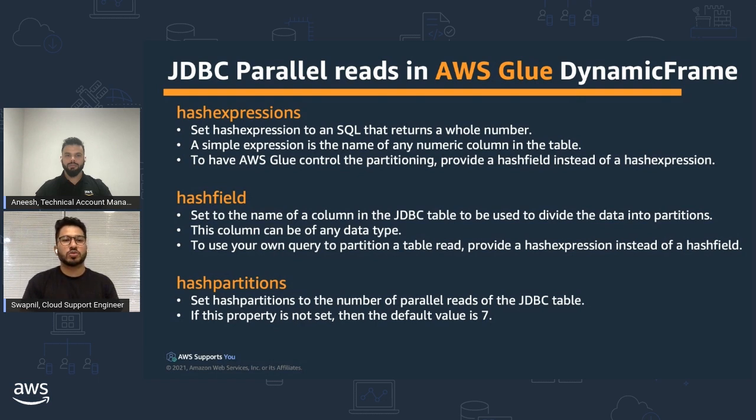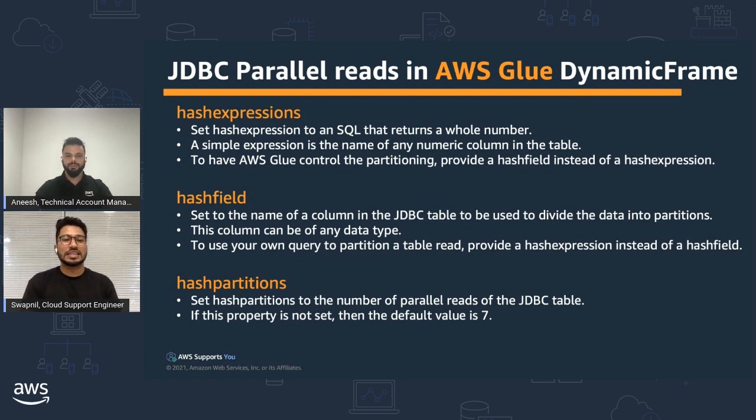So let me start explaining hash expression. For hash expression, you need to simply specify a column value in my JDBC data source. That particular column should return a whole number in my SQL-like expression. That is the only requirement for that particular column. A simple expression will be the name of any numeric column, like an ID column, which is my primary key incremental value. That is the ideal candidate to specify as a hash expression.